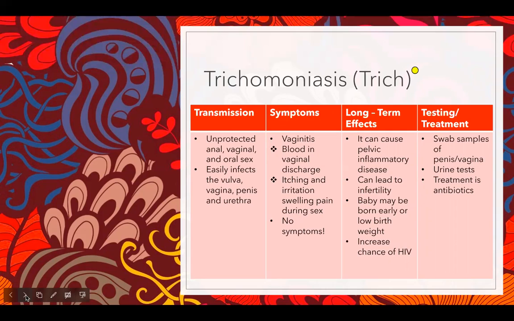And if you are pregnant at the time you get trichomoniasis, your baby can be born early or at a low birth weight. It also increases your chance of getting HIV just because your body is more susceptible to getting an STI. The testing and treatment, it's going to be a swab of the penis or the vaginal opening. It could also be a urine test, and yes, it can be treated with antibiotics.